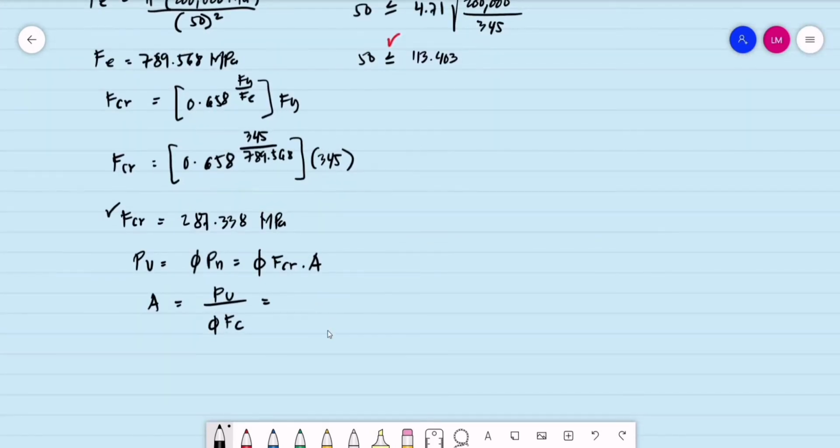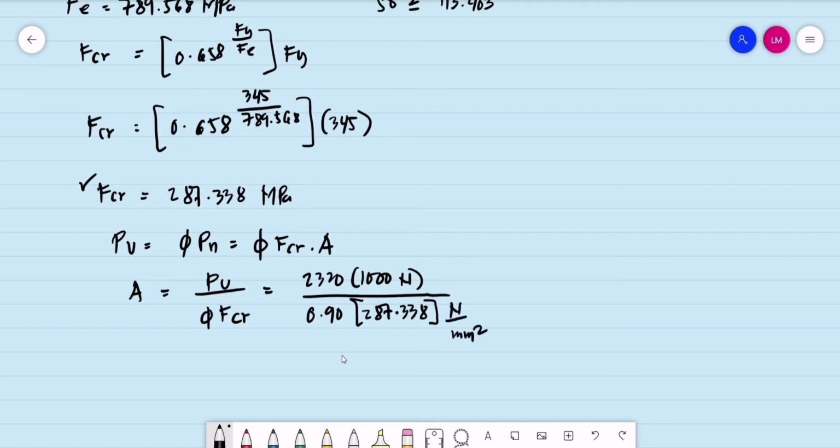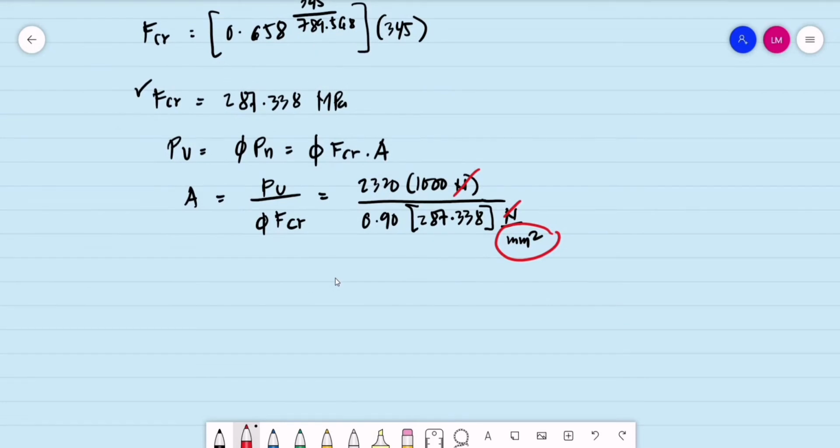So we convert that one to newtons. So our P sub U is 2,320 kilonewtons, then multiplying 1,000 newtons. Then divided by phi, so for LRFD, our reduction factor is 0.90. Then F sub CR is equal to 287.338 megapascals, or basically the newtons per square mm. Since we are looking for the area, obviously the unit will be in square millimeters. So this will be the required area based on our ultimate load.